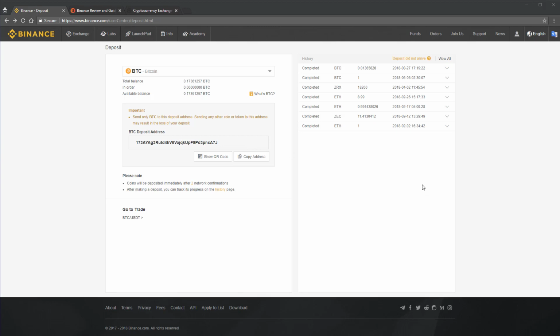Now, once your deposit's gone through, locate the exchange in the upper left-hand corner. They have a basic and advanced view. I would highly recommend the basic view unless you're into day trading, but if you're into day trading, you're probably not watching this video.